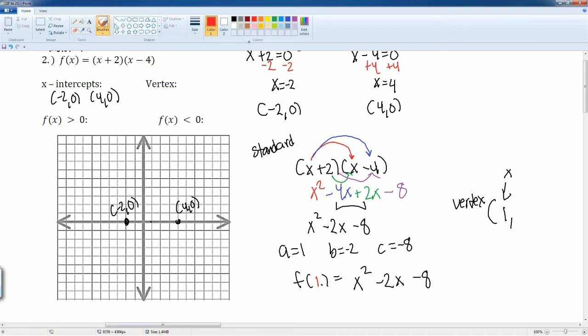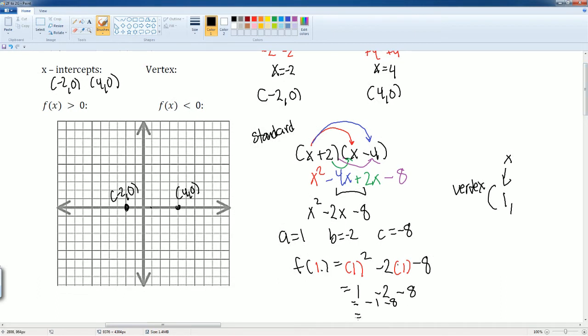I'm going to erase the x and put a 1. I'm making that substitution. Here's our 1, here's our 1. Now we can simplify. Show all the steps. 1 squared is just 1. Negative 2 times 1 is negative 2, and minus 8. This gets us 1 minus 2, which is negative 1, minus 8, which gets you negative 9. So it is negative 9.